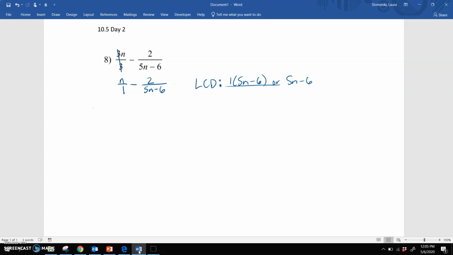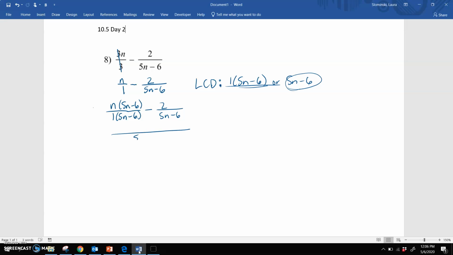That means I need to take my first fraction, which just has a 1 right now, and it needs the 5n minus 6, so I must multiply by 5n minus 6. If I do that, I must also do it to the top, minus. My second fraction, though, is fine as is, because it has the entire common denominator.